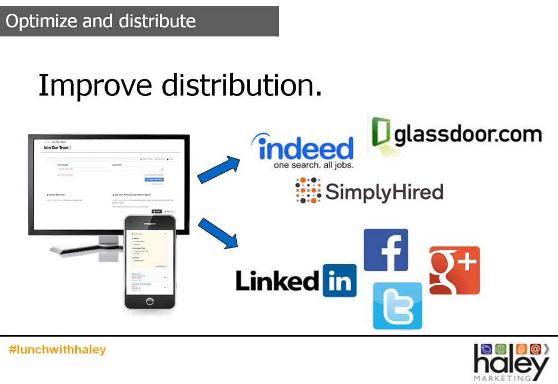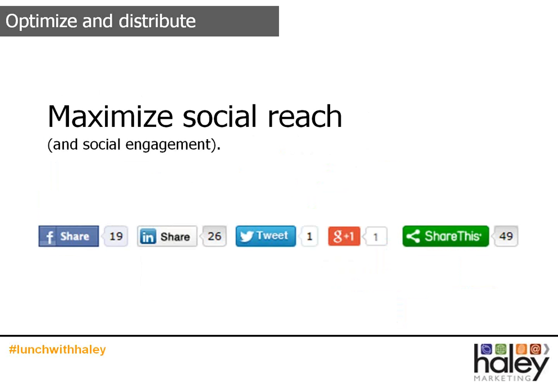The idea to improving distribution to the aggregators is you really want your job board or your ATS to automatically send your jobs to all of them regularly so that you don't even have to think about it. With social media, it's a little bit different. You want to maximize your social reach and your social engagement of your job information without driving people crazy.